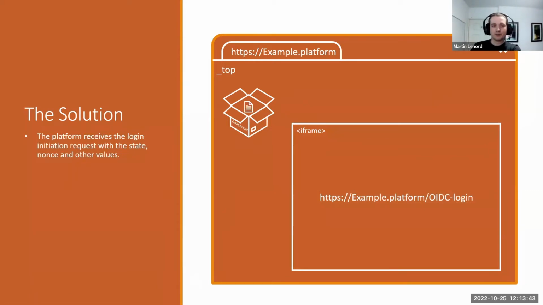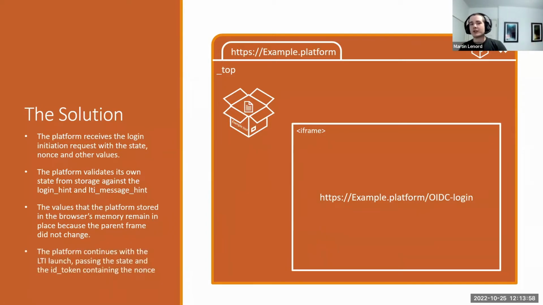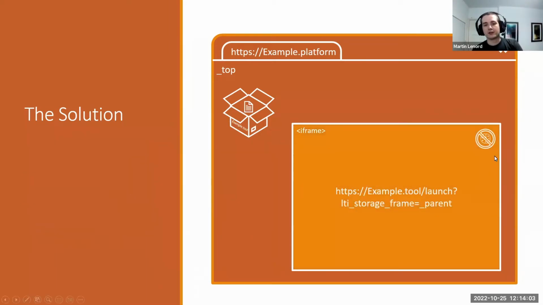And the platform is going to receive state and nonce. It's got its message hint. And then it's got its values that are still stored in browser memory, and they didn't change. So it's going to do its normal validation and launch back into the tool. So here we are, launching into the tool. So once again, you can see that with the launch, we're now adding LTI storage frame, once again, as parent.